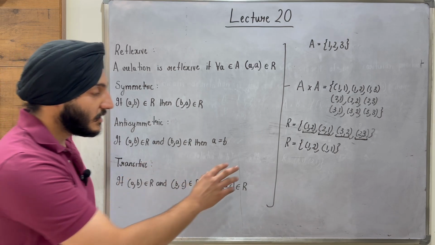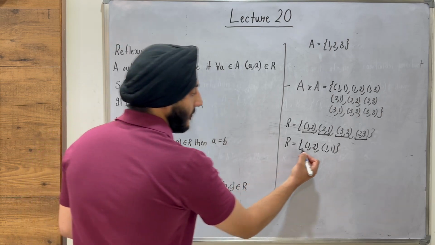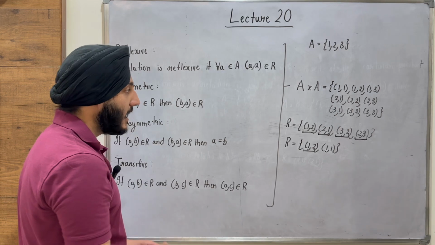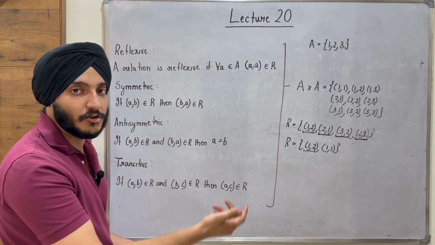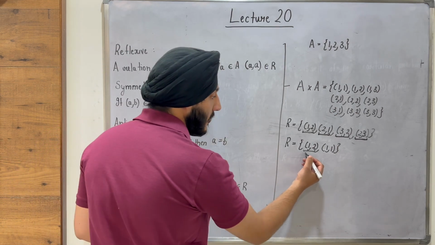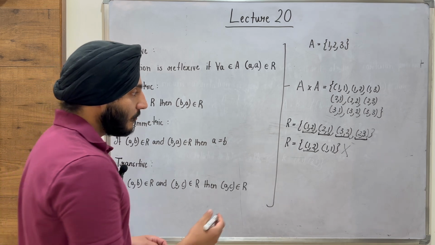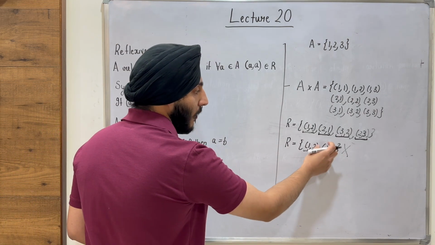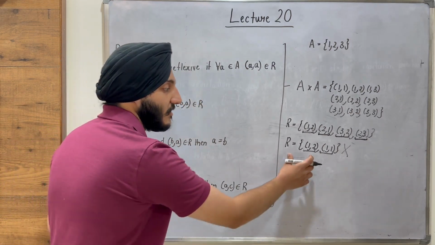This is not going to be a symmetric relation. Why? If I look at this element, (1, 2), I cannot see (2, 1) in this relation. And if a relation is symmetric, then the opposite should also be there. So this is not going to be a symmetric relation. Also, this can be the case: if I have (1, 1), since (1, 1) is there, if I take the opposite, it would still be the same element, which is present in the relation.